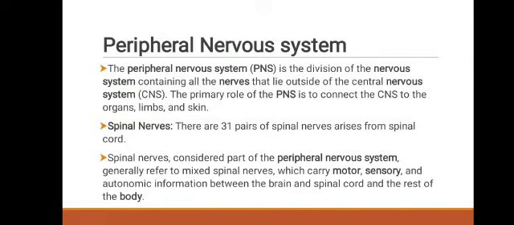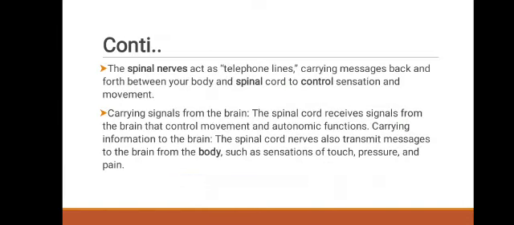In that, what is mixed nerve? In the spinal cord, sensory nerves are arranged in a group of tracts and are separated from the tracts of motor nerves. Outside the spinal cord, afferent and efferent nerves are enclosed within same tube of connective tissue. They are called as nerve. The spinal nerve acts as a telephone line, carrying messages back and forth between your body and spinal cord for the purpose to control sensation and movement.